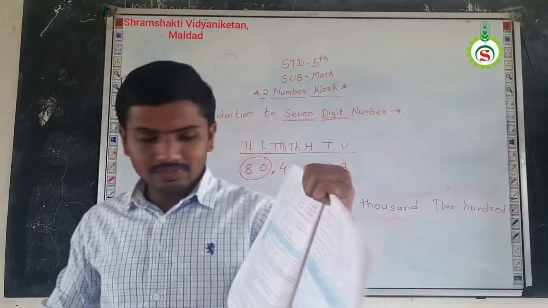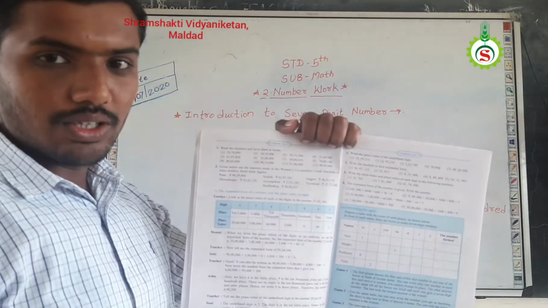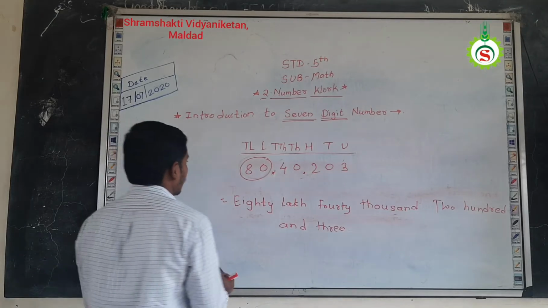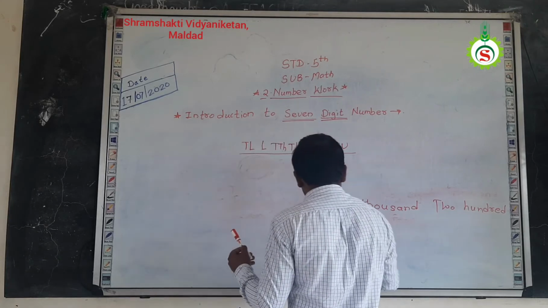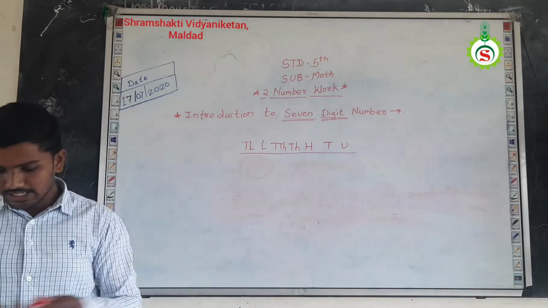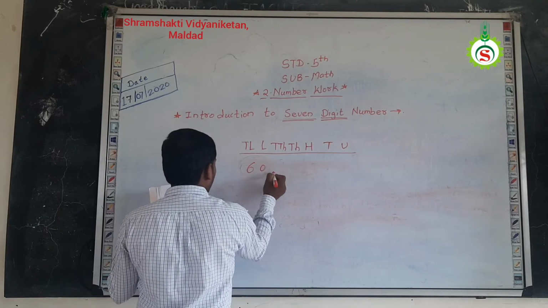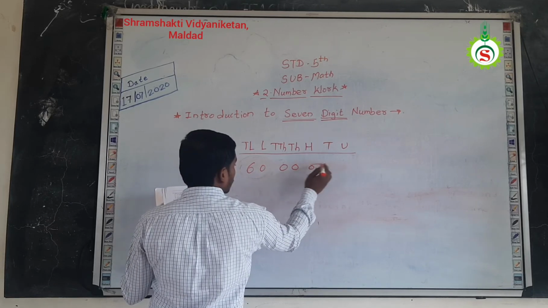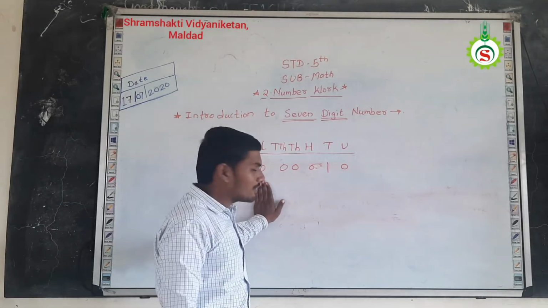Okay. Now from the exercise I will take one example, a 7-digit number example, so you will get at least a brief idea about how to read the number. Okay, so one more example we will take. Okay, this is that example: 6 0 0 0 0 1 0. Now, if I want to read that number, first what will I do?